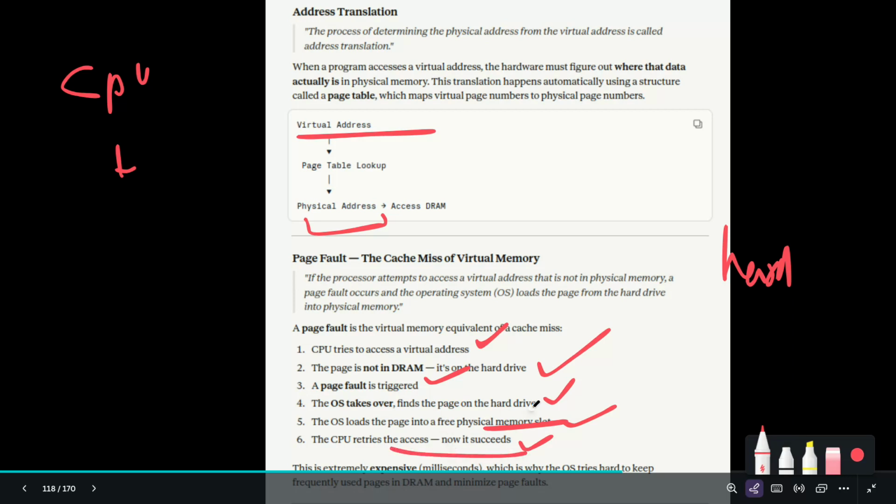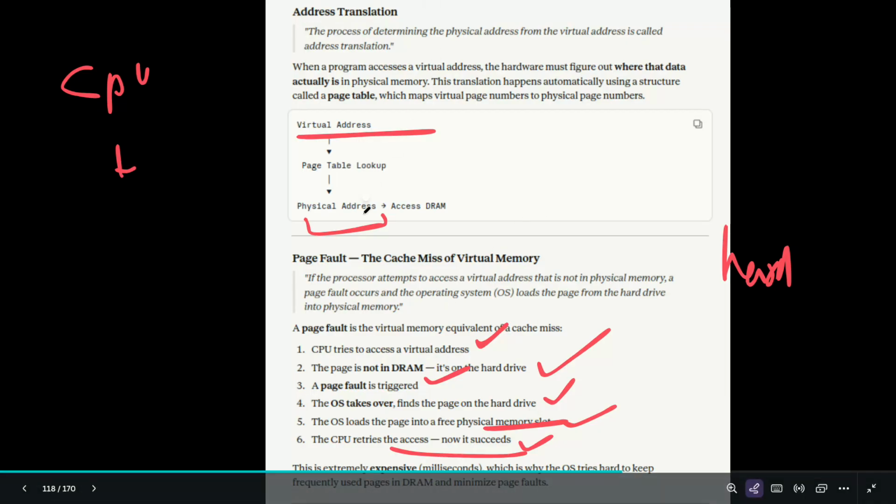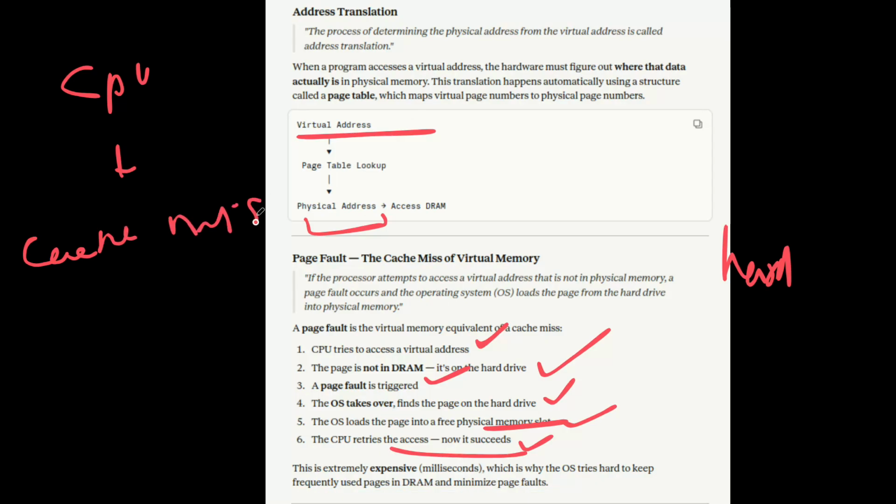Now the CPU tries to access it, and it succeeds. So what is a page fault? A page fault in virtual memory is equivalent to a cache miss.